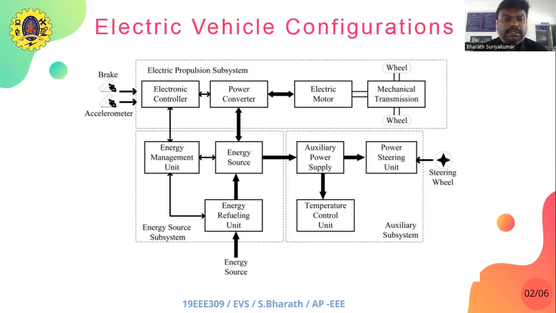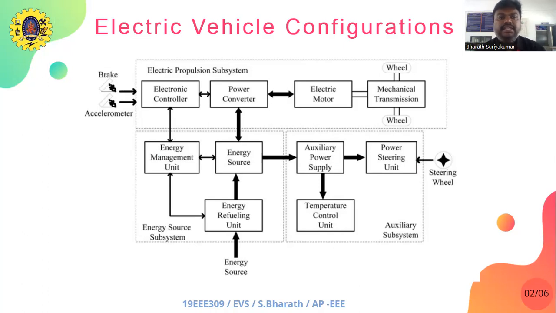With the electrical propulsion subsystem, you will have two types of subsystems. One is the energy source subsystem, and the second one is the auxiliary subsystem. In the energy source subsystem, you will have the energy management unit, energy source, and energy refueling unit, which is supplied by the energy source. Second one, from the steering wheel, you get the input. That input is given into the power steering unit, auxiliary power supply, and temperature control unit. So this forms the complete electric vehicle configuration subsystem.